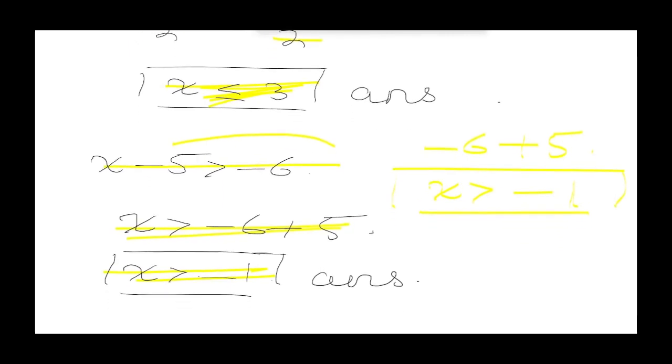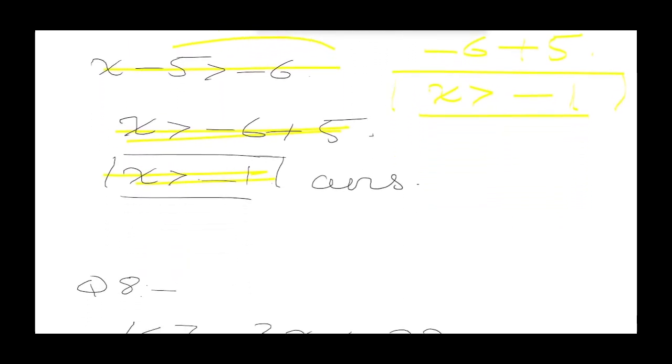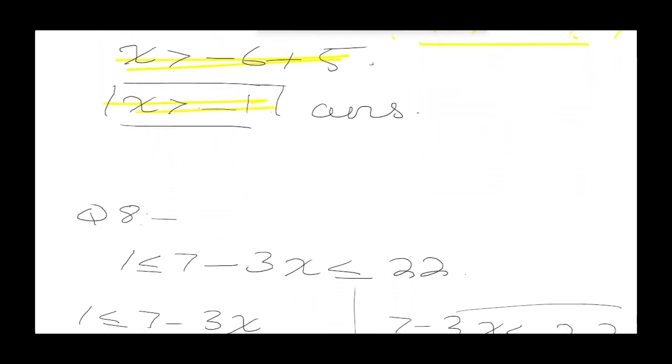Now let's move on to the last question of the exercise, which is question number 8. Here we have 1 is less than or equal to 7 minus 3x is less than or equal to 22. So this is a compound inequality to be precise, and we need to solve it. So we need to break this down into two main parts. The first inequality will be 1 is less than or equal to 7 minus 3x. This will be our first inequality. Then the second will be 7 minus 3x is less than or equal to 22. This will be our second inequality.